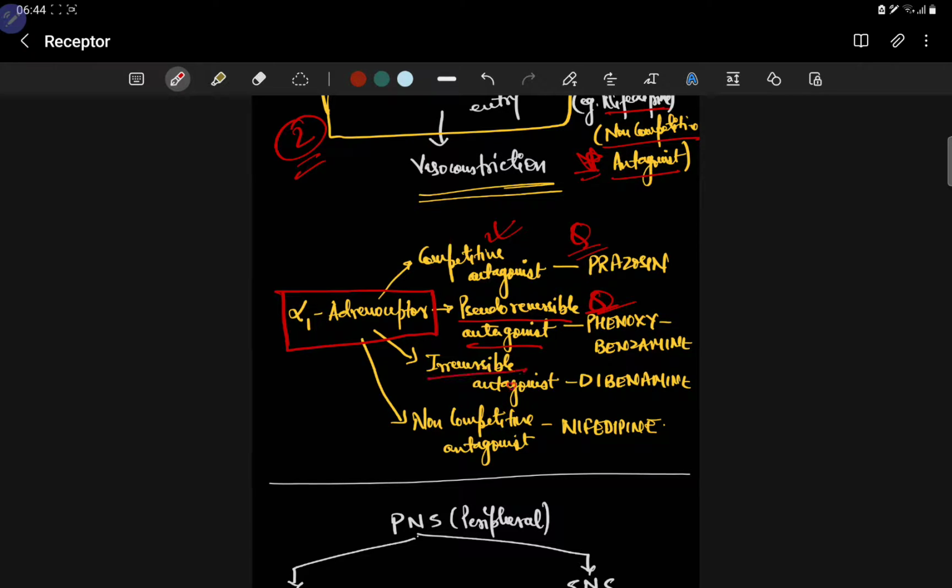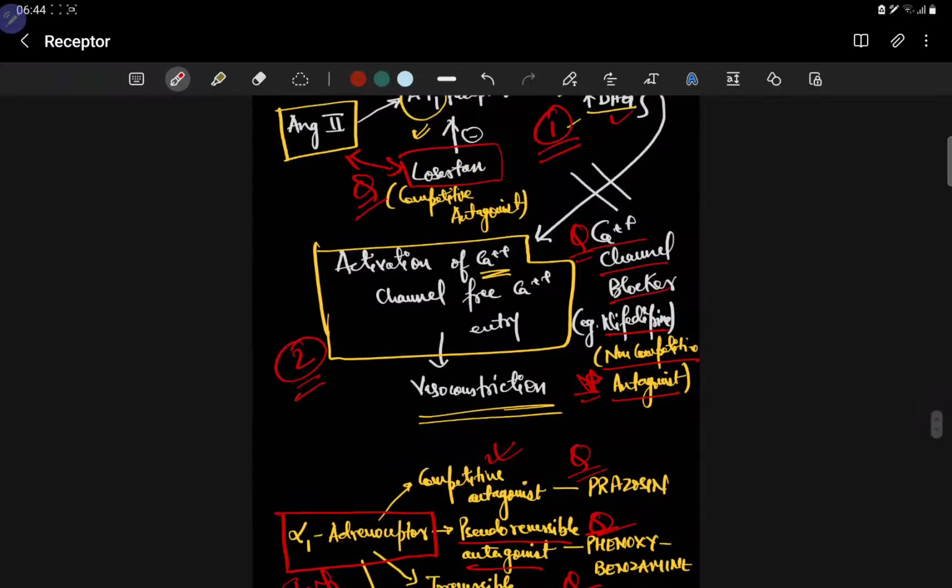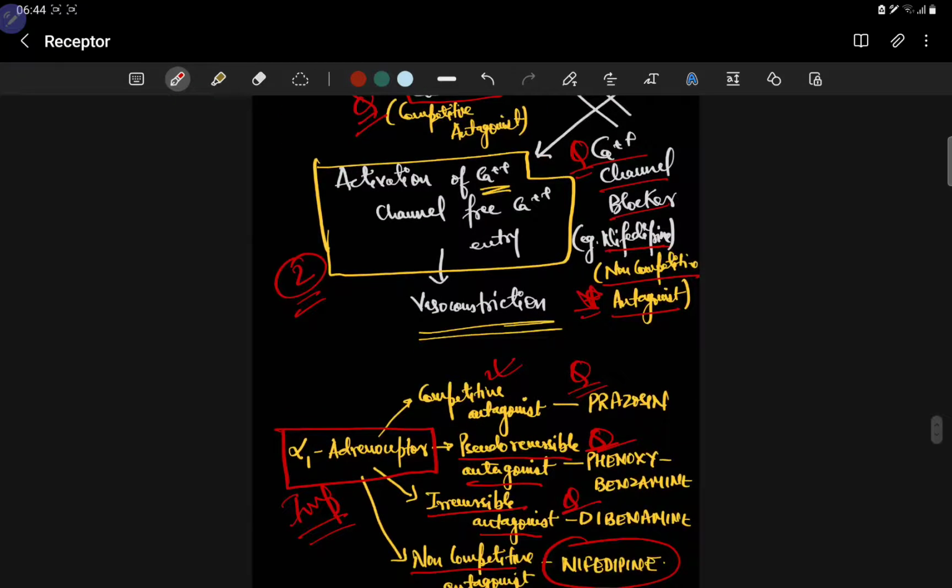It has an irreversible antagonist called dibenamine, and a non-competitive antagonist, as we have seen, that is nifedipine. So it is very important in viva. This kind of question will be asked. Okay, कि किसमें कौन सा रिसेप्टर किसका एंटागोनिस्ट है, कौन सा एगोनिस्ट है. ठीक है, फर्स्ट द डिफरेंस बिटवीन एगोनिस्ट, एंटागोनिस्ट, इन्वर्स एगोनिस्ट, पार्शियल एगोनिस्ट, जस्ट व्हाट वी हैव डिस्कस्ड.